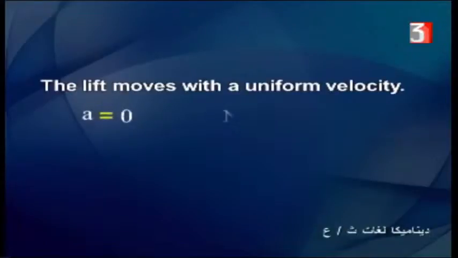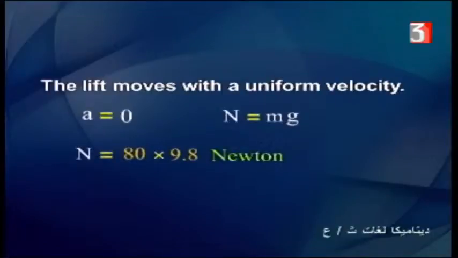And N equals mg. N equals m, the mass of the man, which equals 80 kilogram, multiplied by g, the gravity, equals 9.8 meter per second square. Then N equals 80 times 9.8 Newton, divided by 9.8. Then N equals 80 kilogram weight.